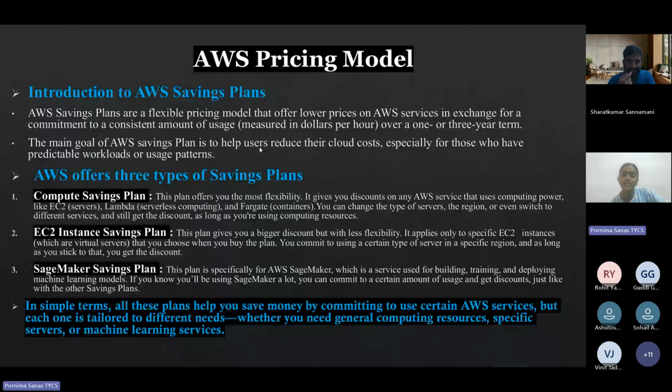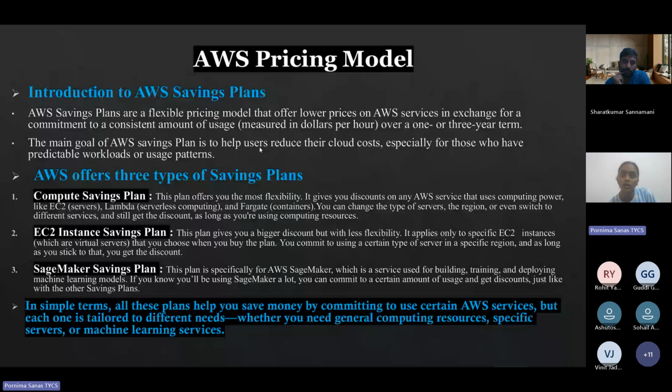The EC2 Instance Savings Plan is also flexible, but not like Compute Savings Plans, because it offers discount on one particular service of AWS, that is the virtual server. So we decide the type of server by purchasing that plan, and accordingly we get a discount. It also gives us the facility to change our regions and locations. And the third one is the SageMaker Savings Plan.